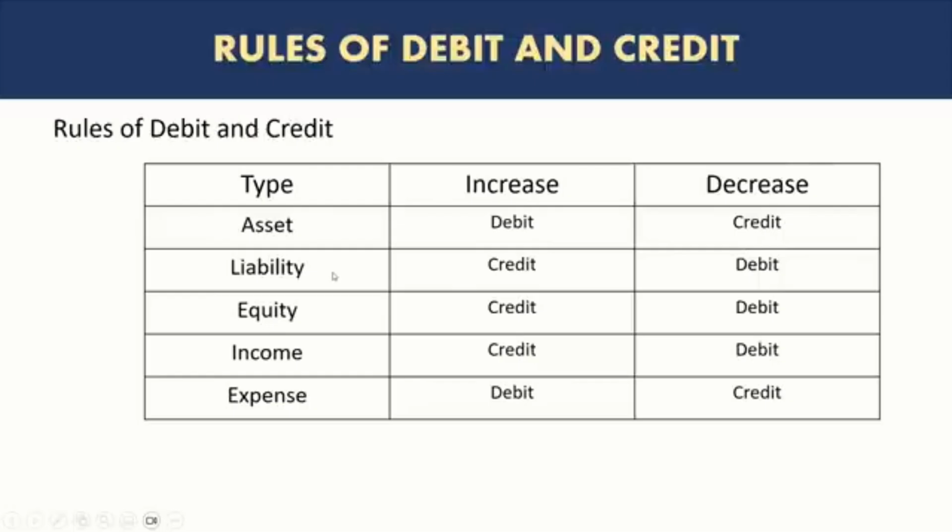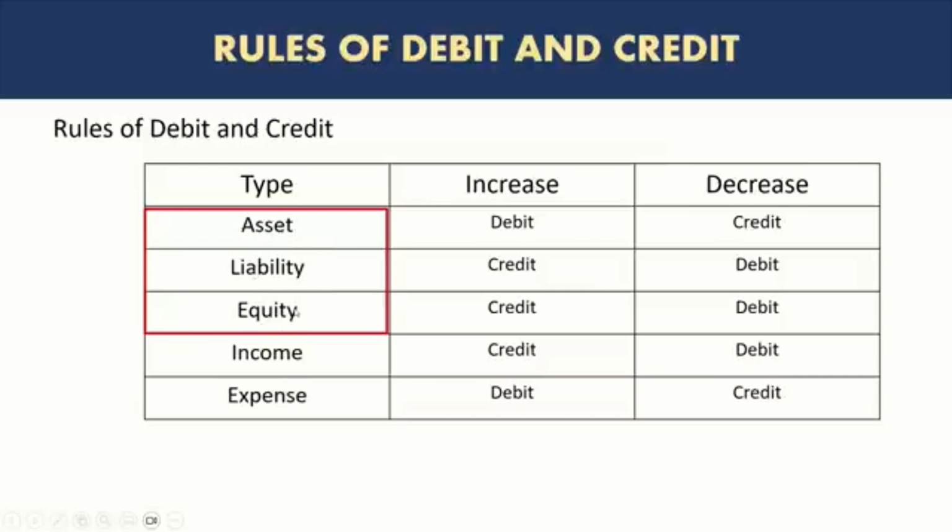Okay. Liability, equity, and income, they are actually opposite of assets and expenses. So in case of liability, when the liability increases or equity or income increases, there is a credit, and when they decrease, there is a debit. And expense actually follows the same logic as assets. So assets and expense have similar debit and credit response, while liability, equity, and income also have similar but opposite to asset and expense.